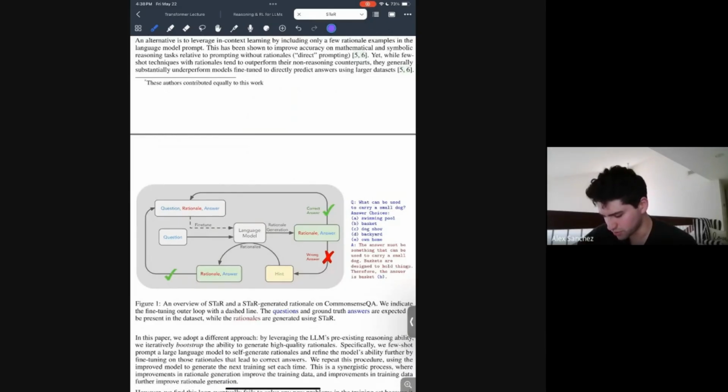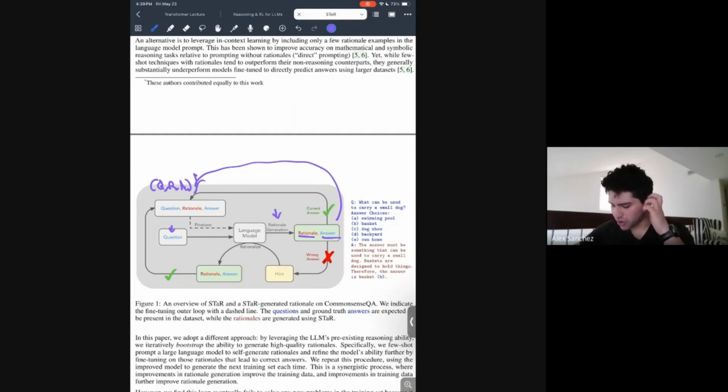You're given a question, right? You give the model a question, and it generates some rationale. Remember the chain of thought. And this is the pair that we output. If the answer is correct, then we just append it to this queue. We append the question, rationale, and answer, and then we fine-tune the model on it.